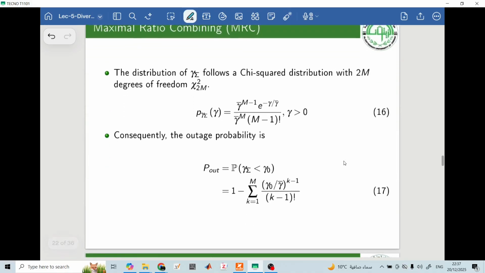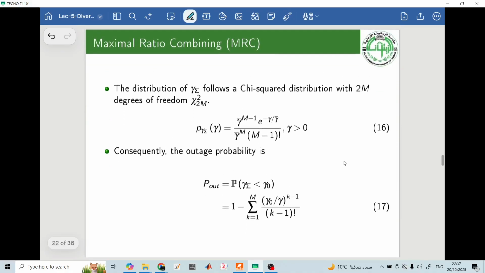Okay, so what about the distribution of the output or combined SNR? As you expect, it's a bit complicated. It's a chi-squared distribution with 2M degrees of freedom. So you have M branches, you get 2M degrees of freedom. So this is the distribution of it, right? The general form. And if you want to compute the outage probability, you find a CDF, which is equation 17. It's not very simple, right? But we can find some special cases for the chi-squared distribution.